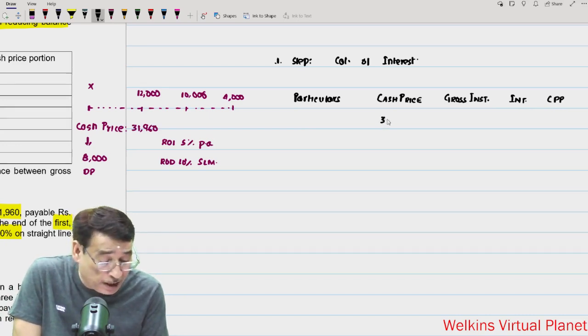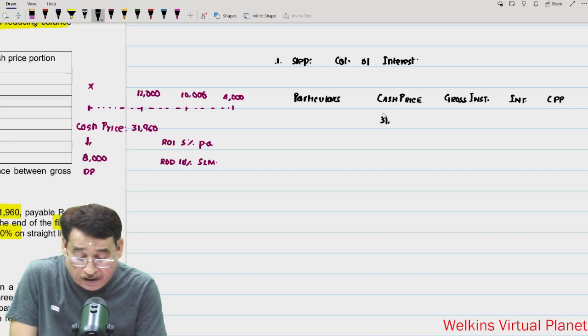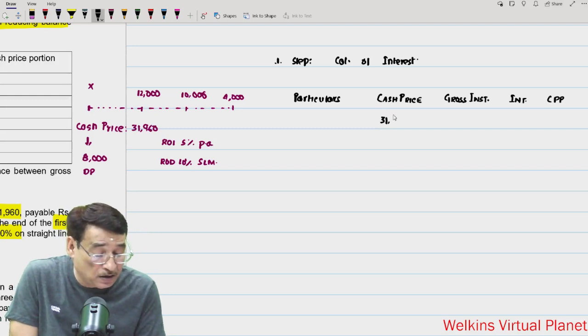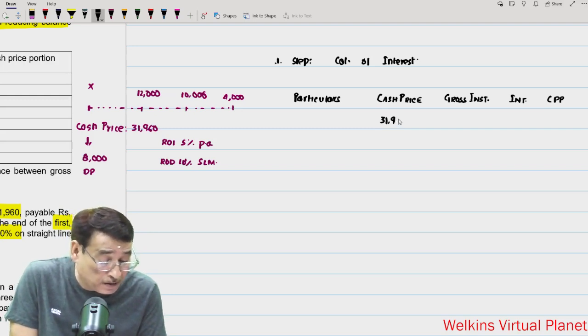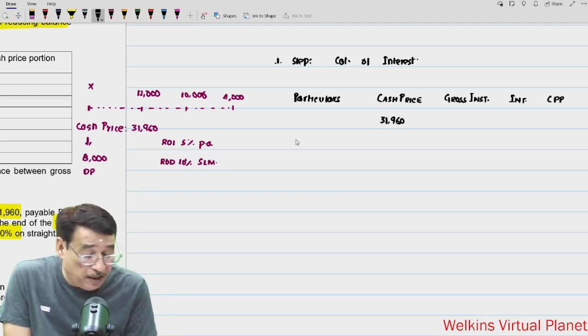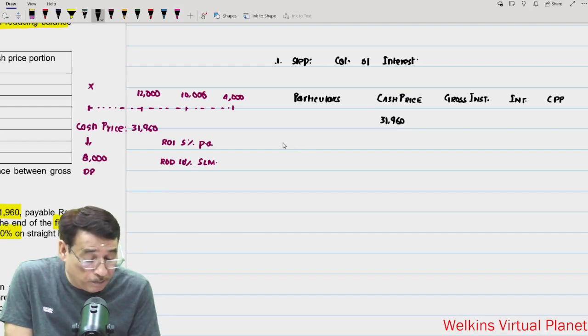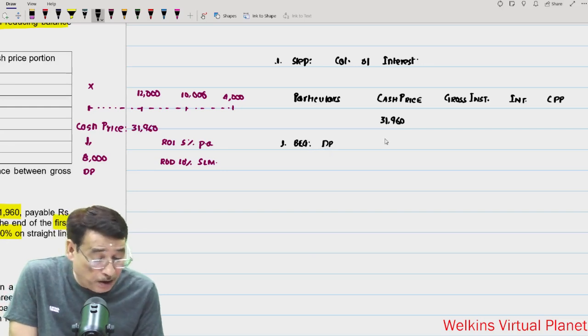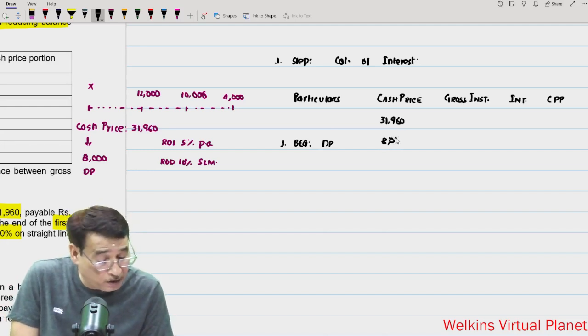Now, first of all, in the cash price column, you write the amount of cash price. What is the cash price? That is 31,960, as we saw. 31,960. This is what we call cash price. Dates are not given. We presume that in the beginning of the first year, we are making the down payment. The down payment in this case is 8,000, as you can see, correct? So 8,000.